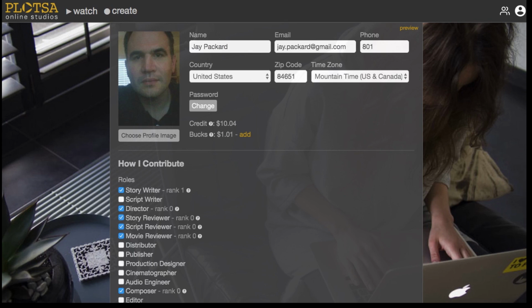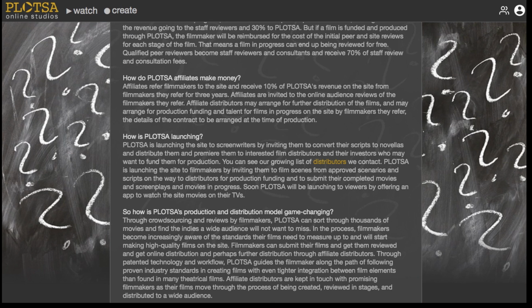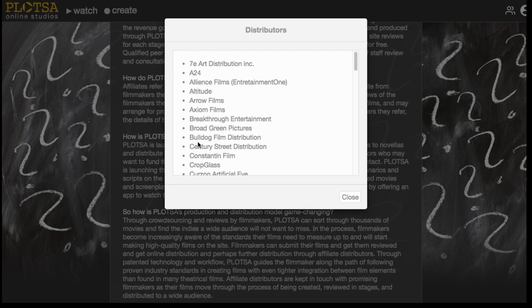With each accepted stage you submit or review, you increase your rank. When you achieve a total rank of 10, you can be paid for staff reviewing and perhaps consulting. Once your production plan passes peer and staff reviews, you and your crew will present it at an audience review, which normally includes film distributors, who will present your plan to investors for funding. You can see a link to our growing list of distributors to be invited in the FAQ page.